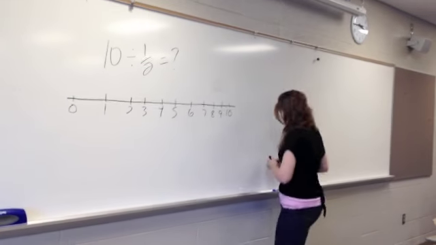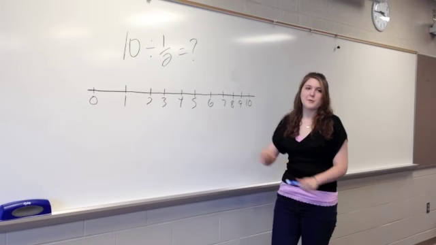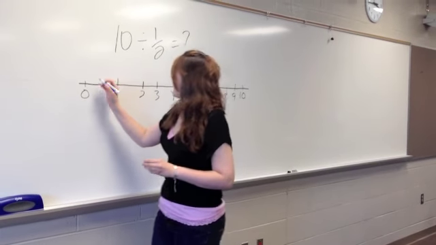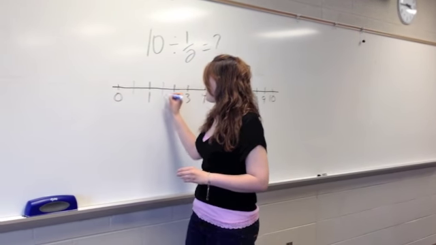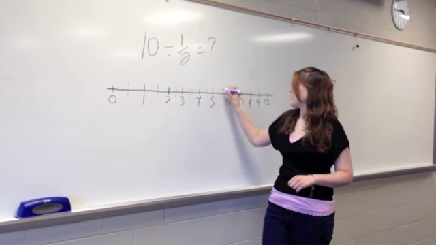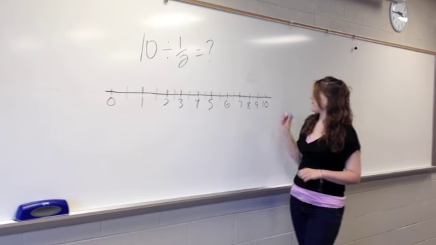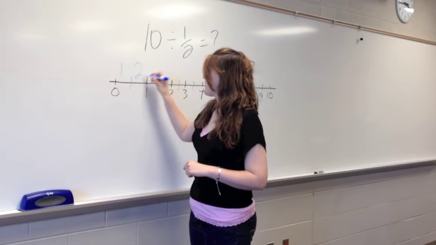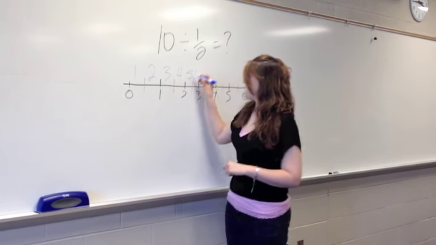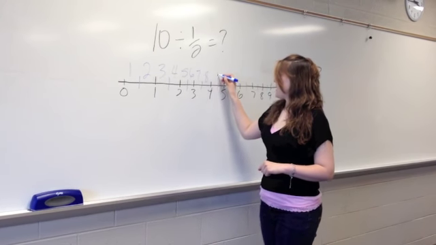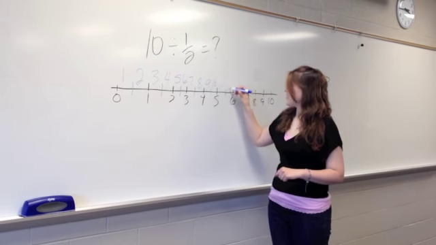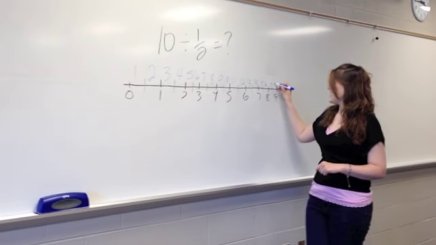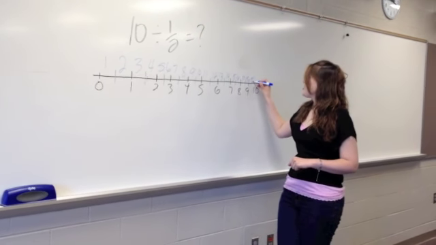So let me change my marker color. Next, what are we going to be working with? The 10 or the half? The half. Very good, Rebecca. We're going to cut this in half. So right in between each whole unit will be a half a unit. So let's count together. We have 1, 2, 3, 4, 5, 6, 7, 8, 9, 10, 11, 12, 13, 14, 15, 16, 17, 18, 19, 20.